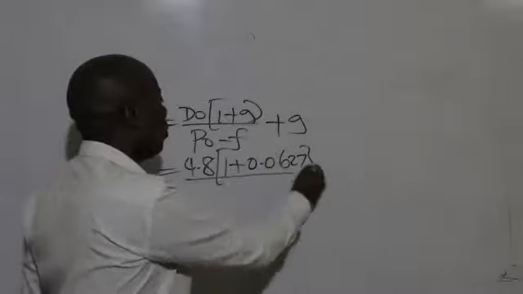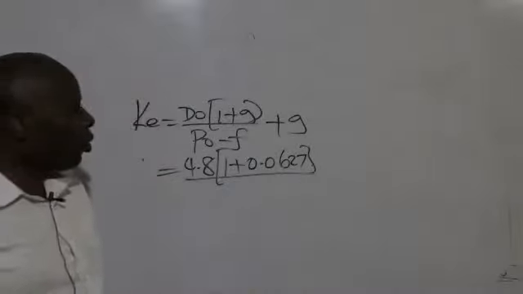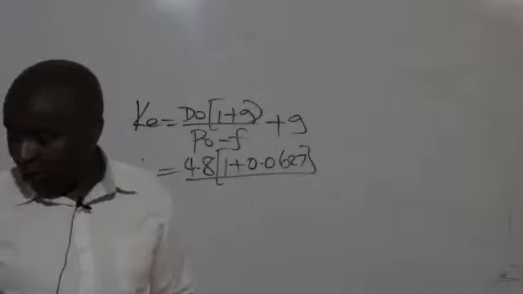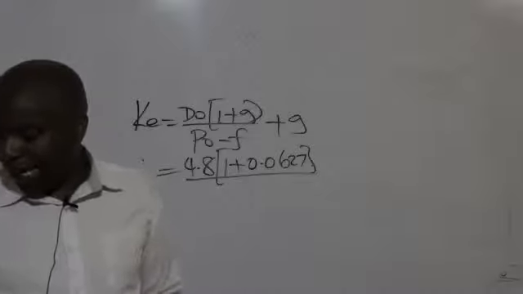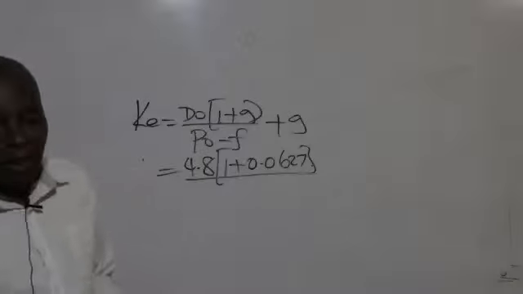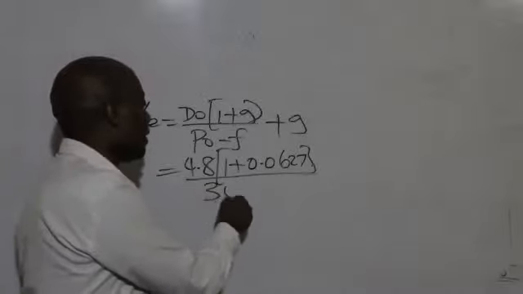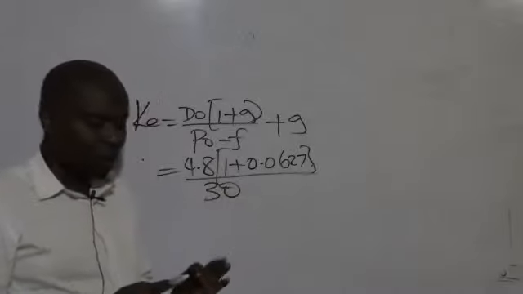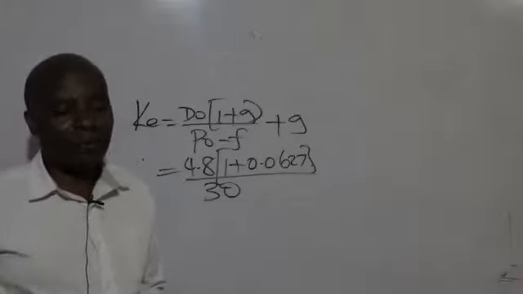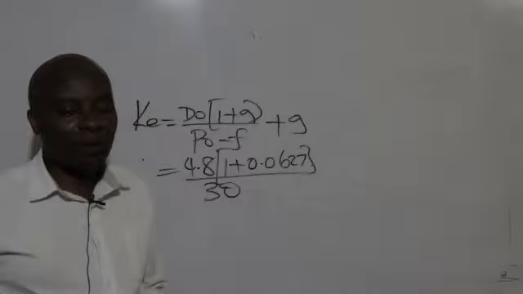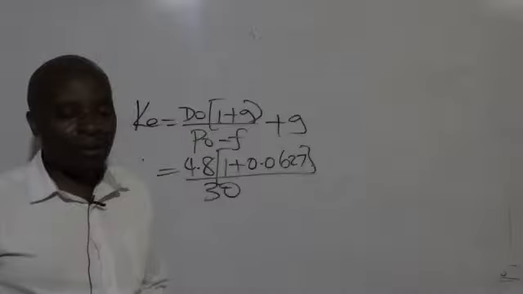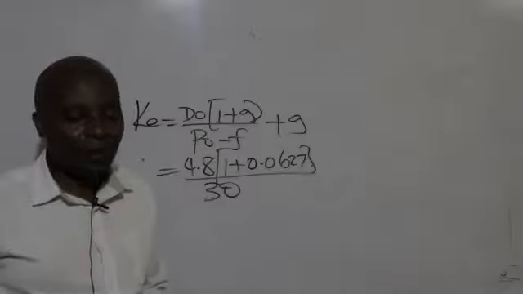All over P0, and P0 is the current market price per share. There's no flotation cost. The current market price per share is 30. Is there somebody who's able to see 30? Check there.